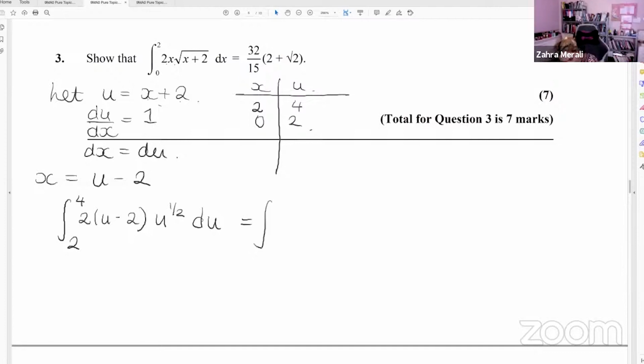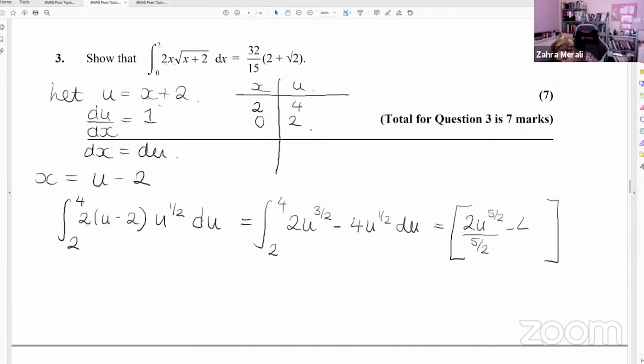So 2u to the half times u. So that's a half plus 1. So I'm going to get 2u to the 3 over 2 minus 2 times 2, which is 4, u to the half du. And now I'm going to integrate it. So I'm going to add 1 to the power. So I get u to the 5 over 2 over 5 over 2, minus 4 u to the 3 over 2 over 3 over 2 between 4 and 2.